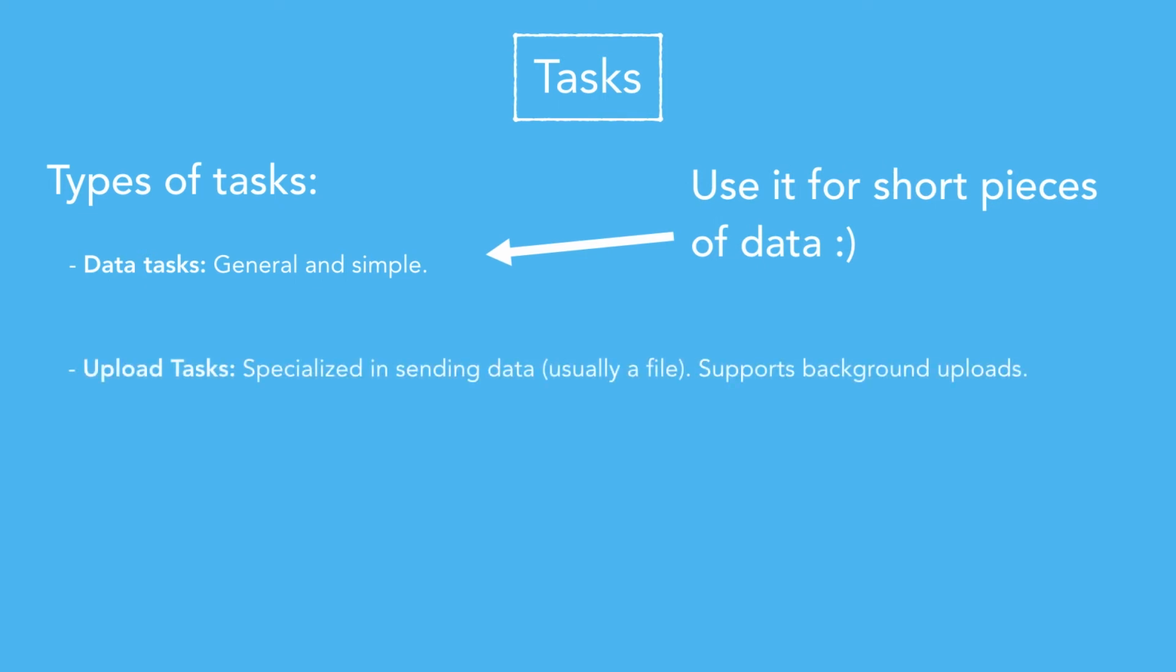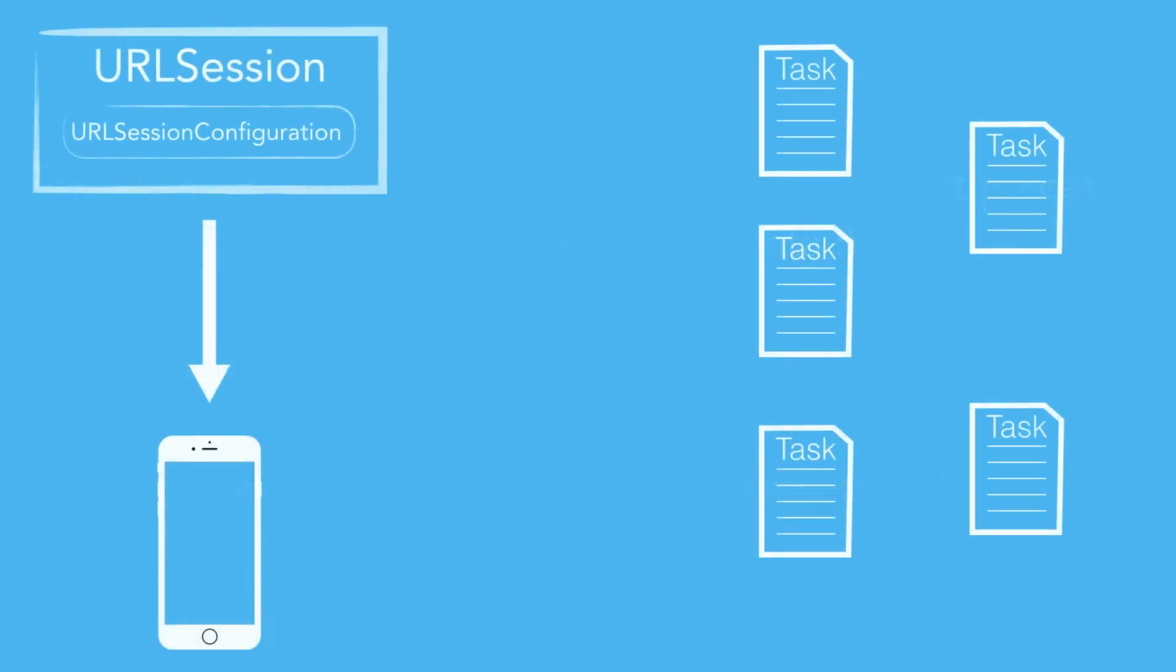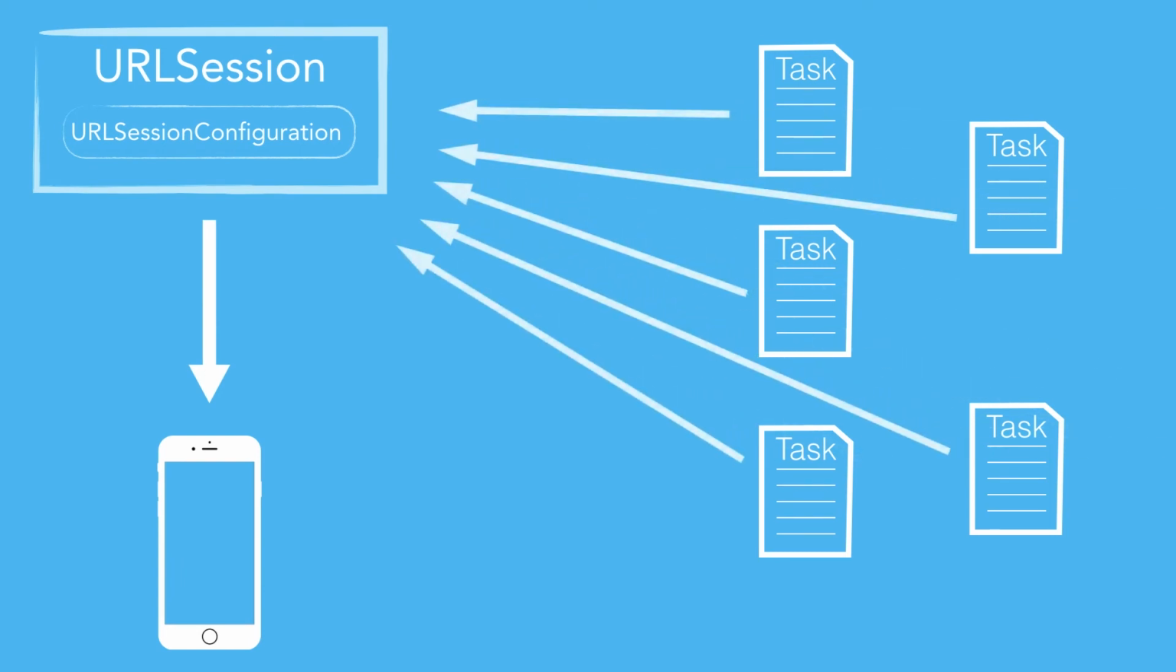The second one is an upload task. Those are specialized in sending data, usually in the form of a file, and support background uploads when the app's not running. The third one is a download task. Those retrieve data in the form of a file, and also support transfers when the app's not running. Just one thing to remember: all tasks are initialized by the session in a paused state and need to be resumed to start running. Okay, now that we know what sessions and tasks are, let's see some code on how we can use that to connect to a server.